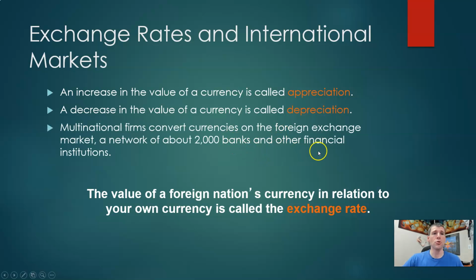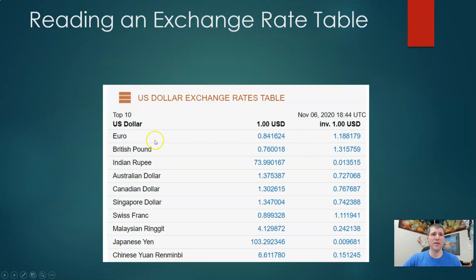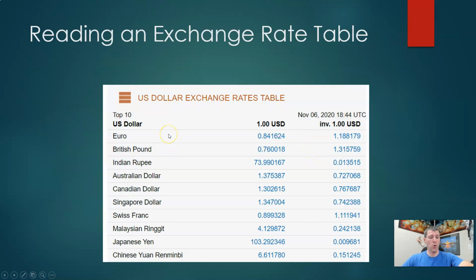All right. So we've got this stuff right here. This is an exchange rate table. This is what it was as of this morning, November 6th, 2020. So what this shows right here is $1 US is worth 0.84 euros, and 1 euro is worth 1.18 US dollars. So this means the euro is worth more than the dollar. Right? If you go down here, this Swiss franc, right? Or how about this, the Malaysian ringgit? So 4.12 Malaysian ringgits per US dollar, and 1 Malaysian ringgit is worth 0.24 US dollars.